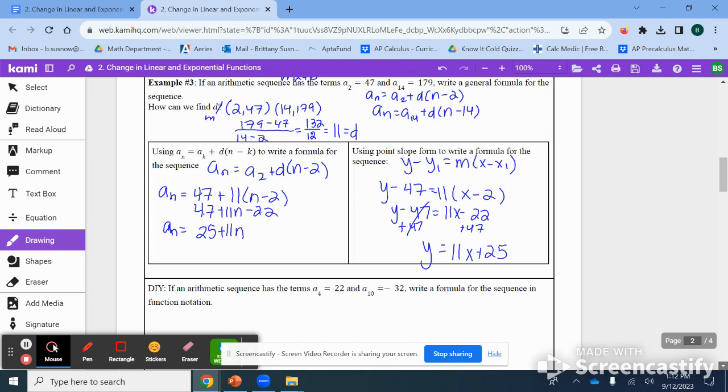So it does not matter which one you use. If you can do it without all the steps, you can. Just don't make mistakes.